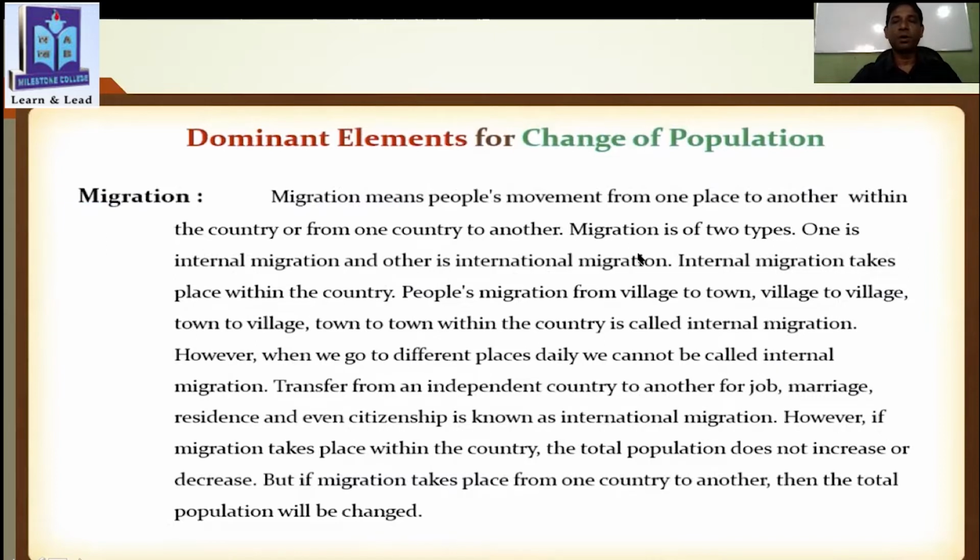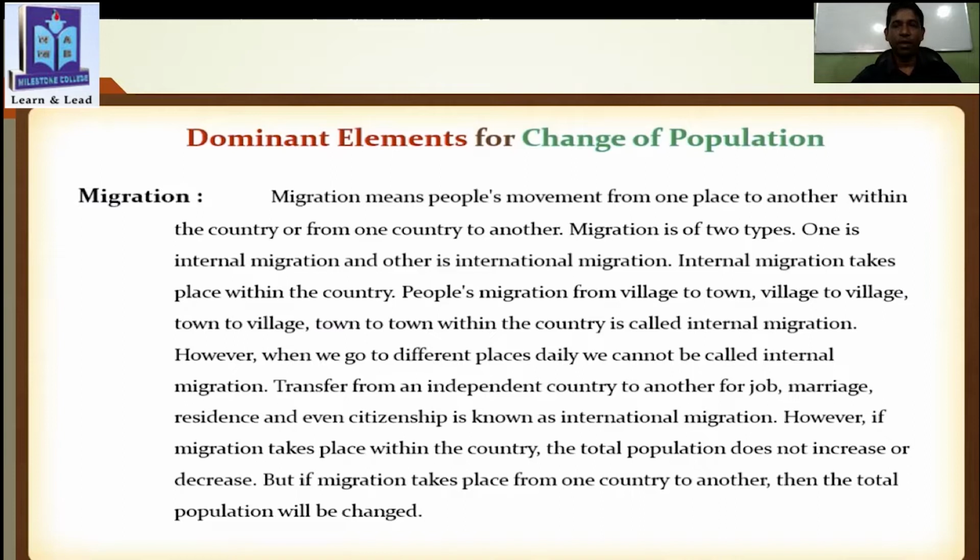Migration is of two types. One is internal migration and the other is international migration. Internal migration means sometimes we come to Dhaka from the village, right? So from one district to another district in the country. It is called internal. International migration means when we go from one country to another country to live. This is called international migration.